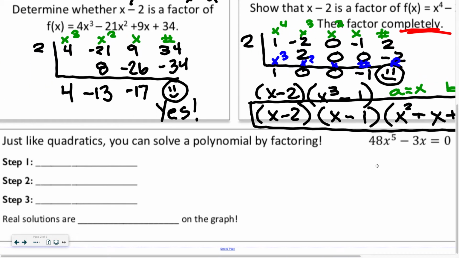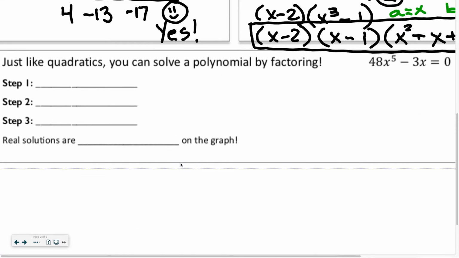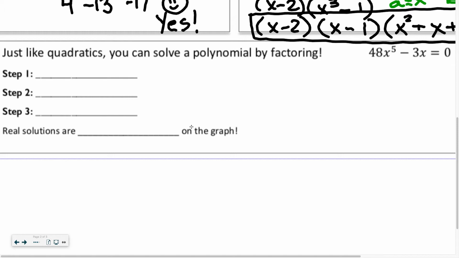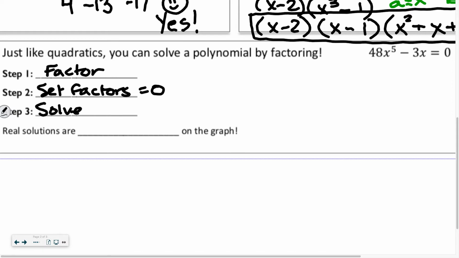Okay, let's go to the very bottom. Just like the quadratics in chapter 3, you can solve polynomials by factoring. So there's basically 3 steps. They're quick and easy. I'm going to jot them down. Step 1, factor. Step 2, set factors equal to 0. Step 3, solve for x. When you solve by factoring, those are your basic 3 steps, whether it's quadratics or polynomials, doesn't matter.